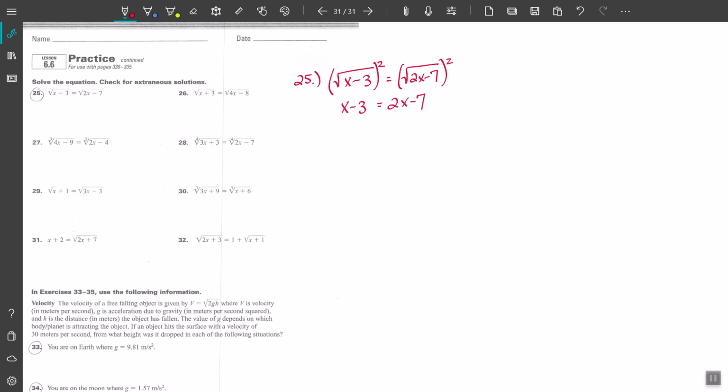And then from here, it's just an easy algebra problem. Subtract the x from both sides and add the 7 to both sides, and I'll get an x of 4. All right, so we're going to check again for extraneous solutions, and we see that it does check out.